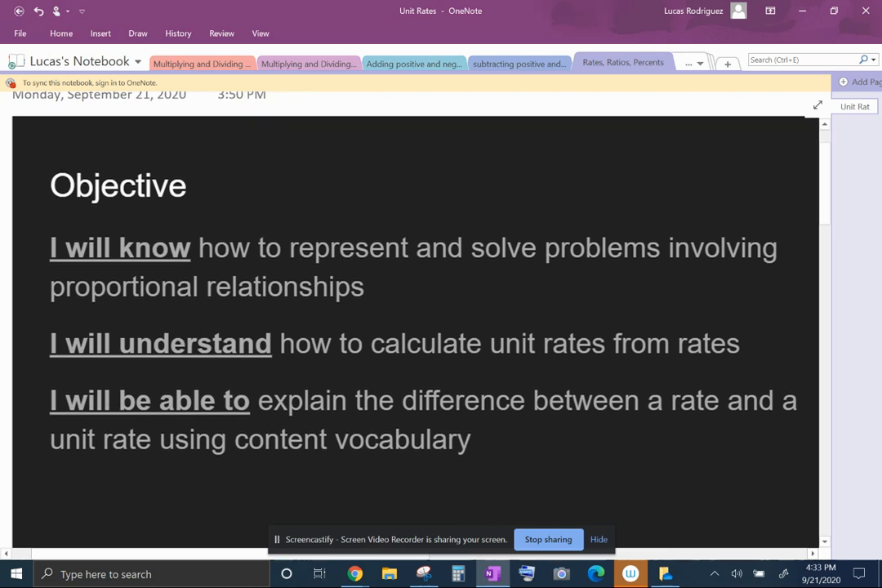The objectives for today are, and say it with me, 1, 2, 3. I will know how to represent and solve problems involving proportional relationships. The second one says, I will understand how to calculate unit rates from rates. And I will be able to explain the difference between a rate and a unit rate using content vocabulary.